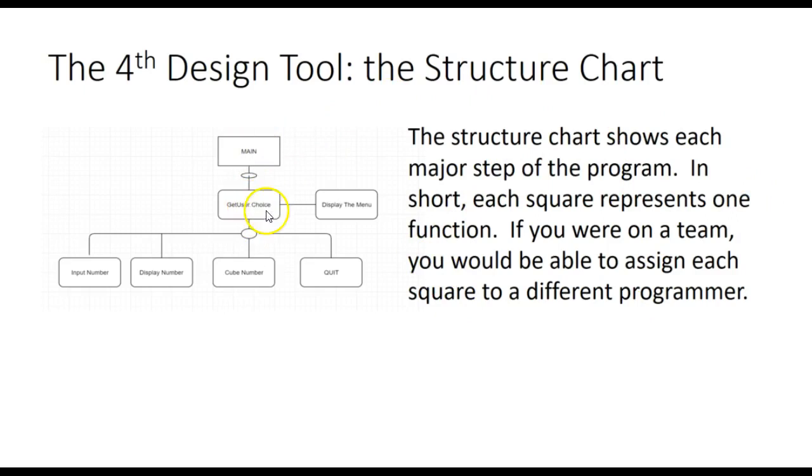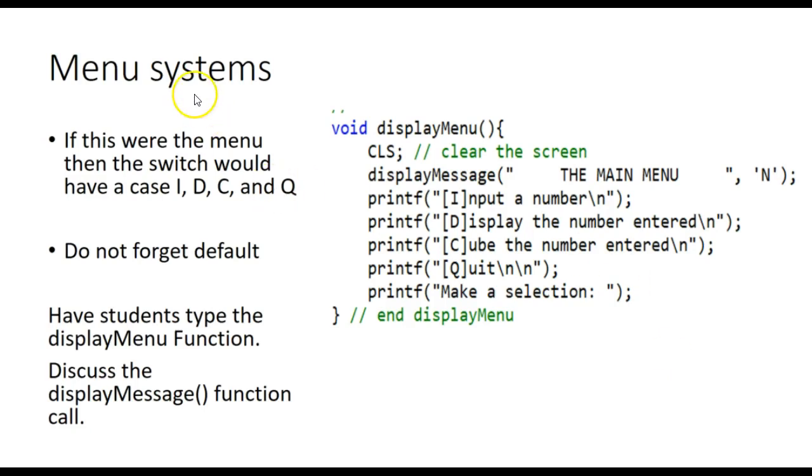Because the structure chart is broken down into major components, this is absolutely ideal if you were in a team environment. You could say teammate 1 does this, teammate 2 does this, teammate 3 does these two, and teammate 4 does these two, and somebody else does this. So it's perfectly set up for you to divide your code into more manageable parts.